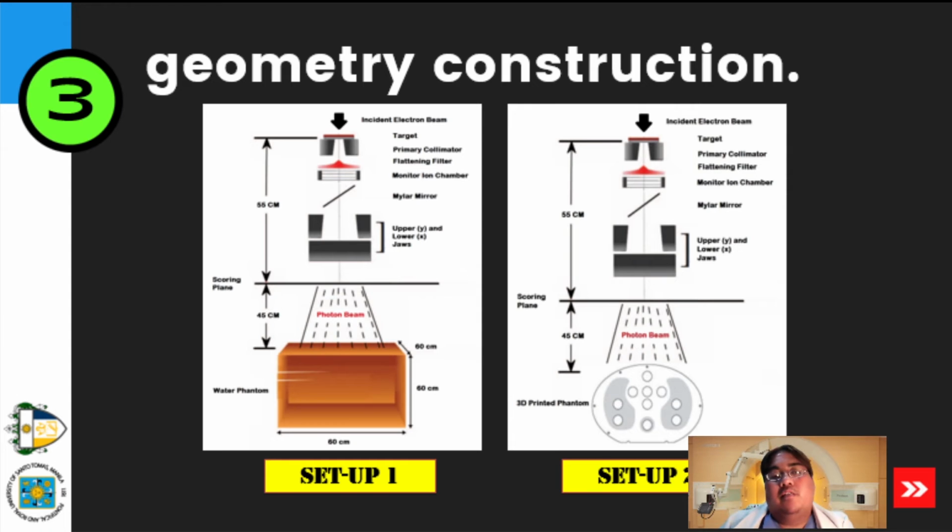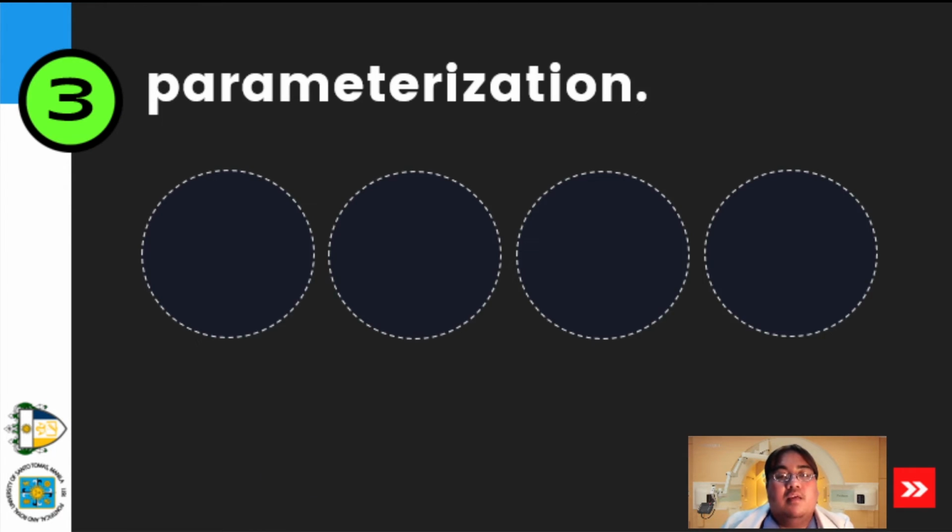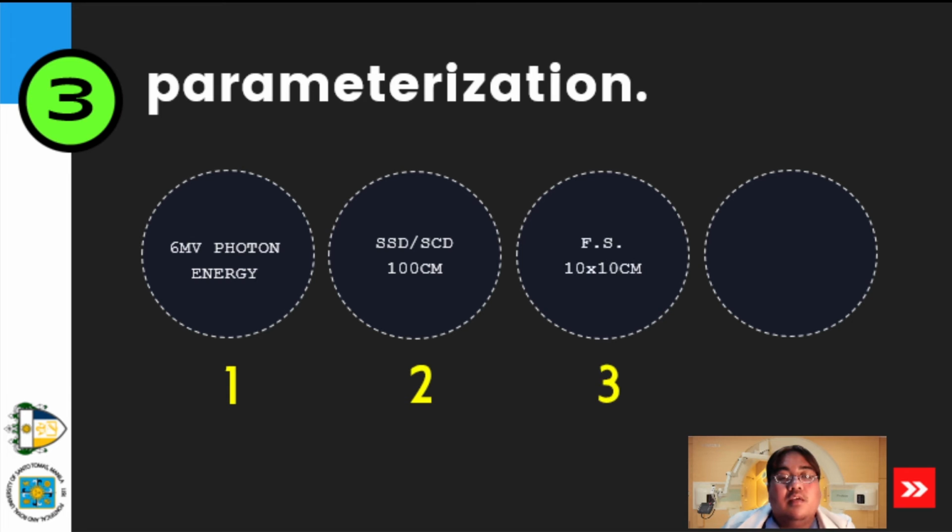Right, so for this particular study, we actually made use of a two-way setup. In the first setup, a water phantom is used. Once it's validated, it shall then be replaced with the 3D printed or 3D fabricated phantom. Of course, following the same parameterization: number one, it should be a 6 MV photon energy linac machine. Second, SSD should be at 100. Third, field size is set to 10 by 10. And lastly, a depth of 10 as Dmax.